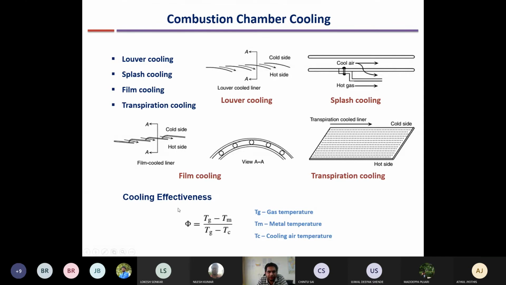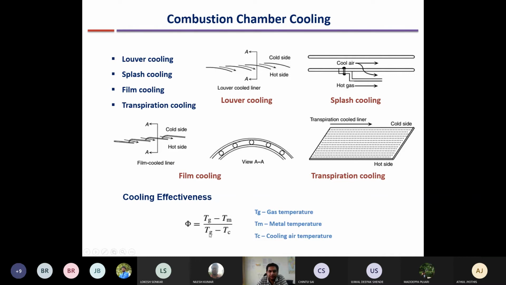The cooling effectiveness, how good you are at cooling the combustion chamber liner, is measured using a parameter called cooling effectiveness. It is defined as the ratio of differences. Gas temperature means the temperature inside the cylinder, the high temperature, say 2000 Kelvin, minus the metal temperature, the actual combustion liner temperature, say 1400 Kelvin. So 2000 minus 1400 Kelvin.